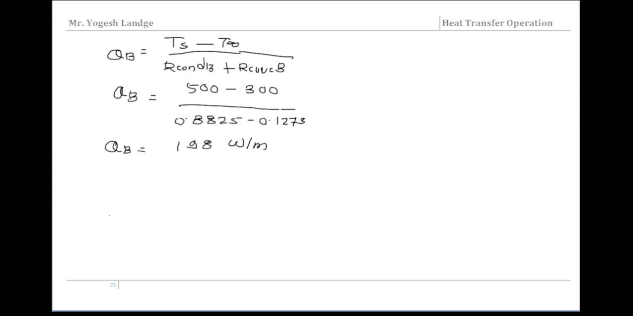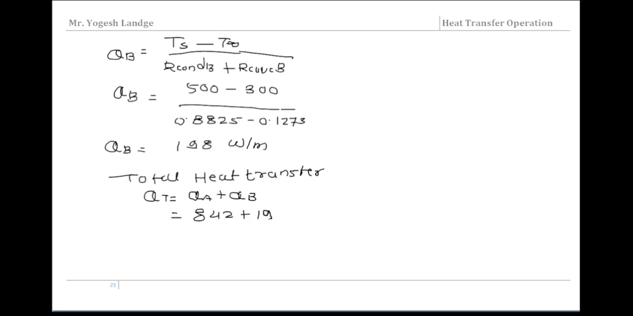So if you see the heat transfer rate, the total heat loss, we can write it as Q total, which is equal to the heat loss from section A and the heat loss from section B. Once we add these, we get 842 for the A plus 198 for the B, and so we got a value of 1040 watt per meter. So this is the heat loss.